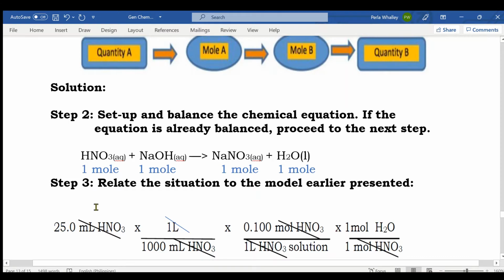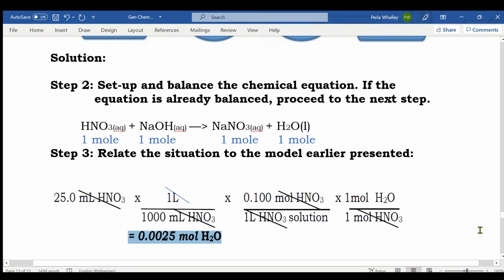So, we have to cancel mL HNO3, liter HNO3, mole HNO3. What is left is mole water, which is being required or asked in the problem. So how did we get this answer? 25.0 times 0.100 divided by 1000 is equal to this value.